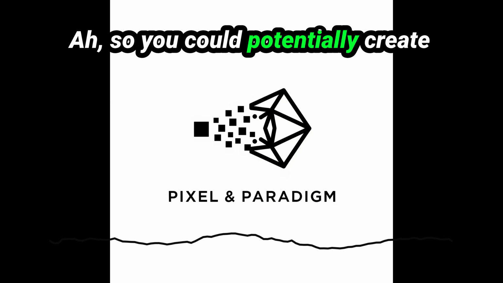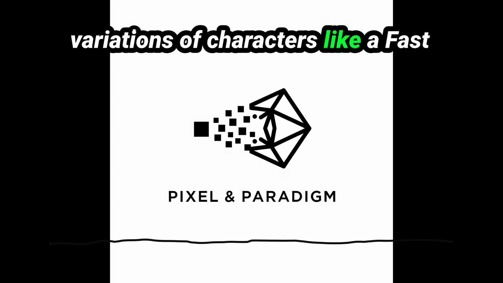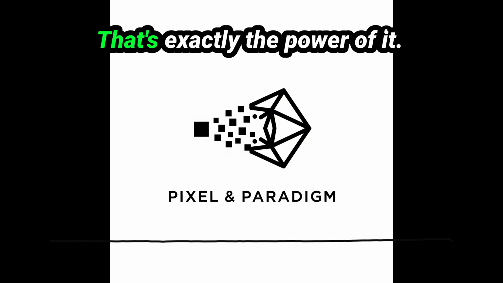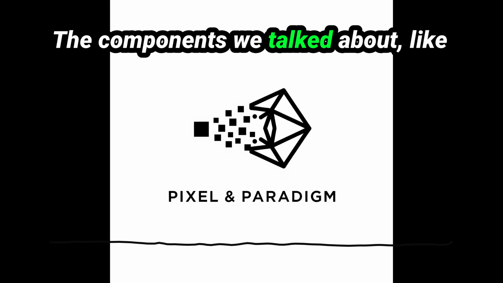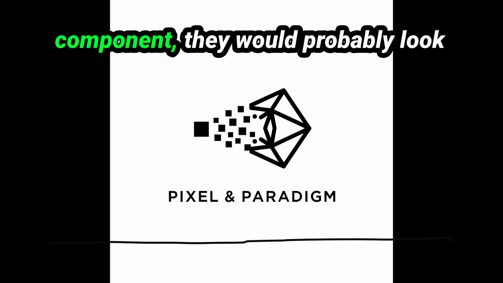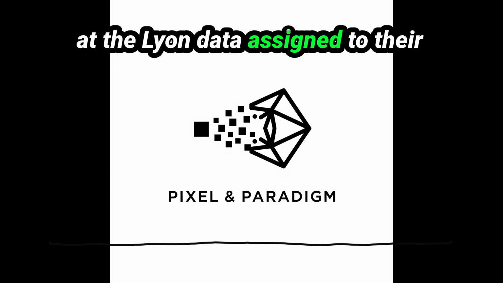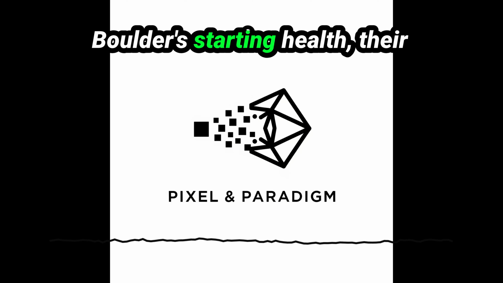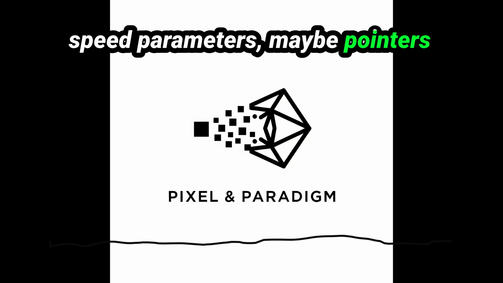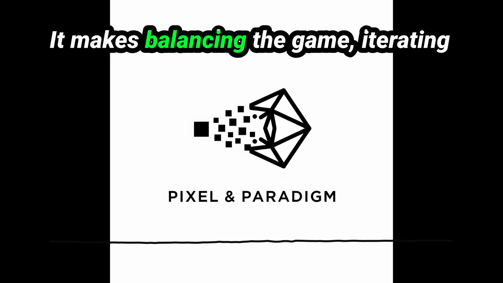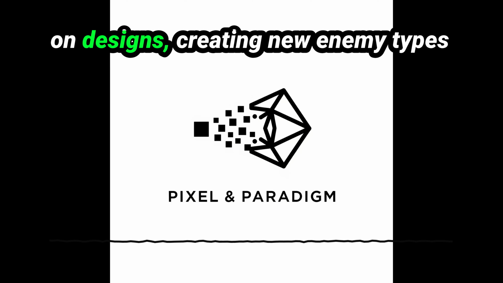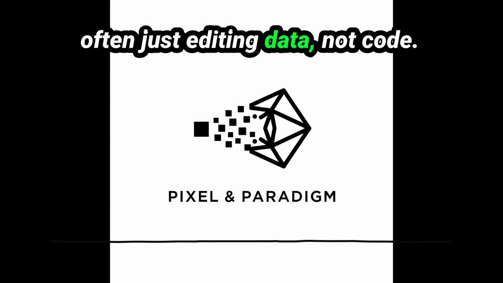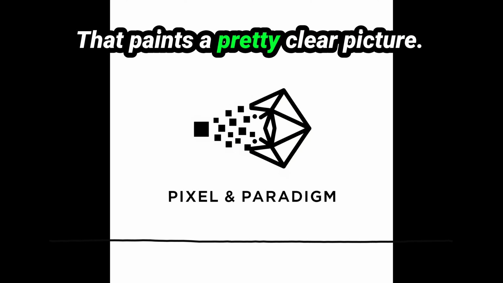So you could potentially create variations of characters like a fast scout versus a heavy trooper just by assigning them different LyraPawn data assets. That's exactly the power of it. The components we talked about, like the health component or the movement component, they would probably look at the LyraPawn data assigned to their owner character when they initialize. And pull their settings from there. Right. Pull their starting health, their speed parameters, maybe pointers to other assets they need. It makes balancing the game, iterating on designs, creating new enemy types much, much faster because you're often just editing data, not code. Okay, that paints a pretty clear picture.